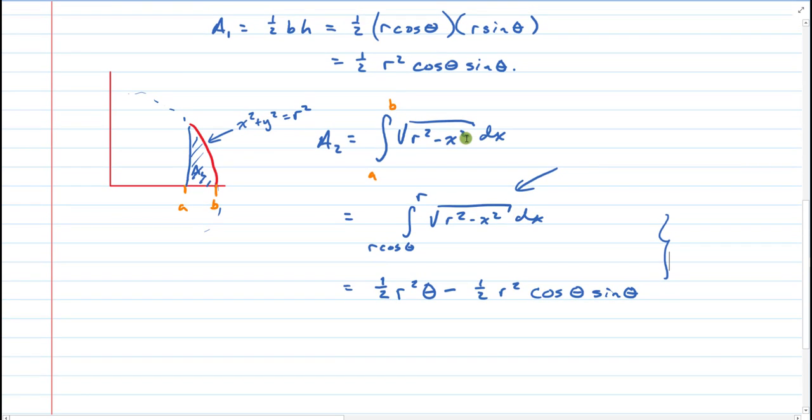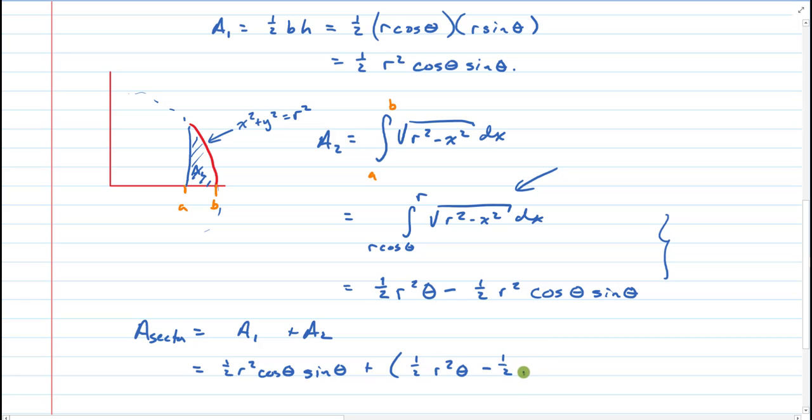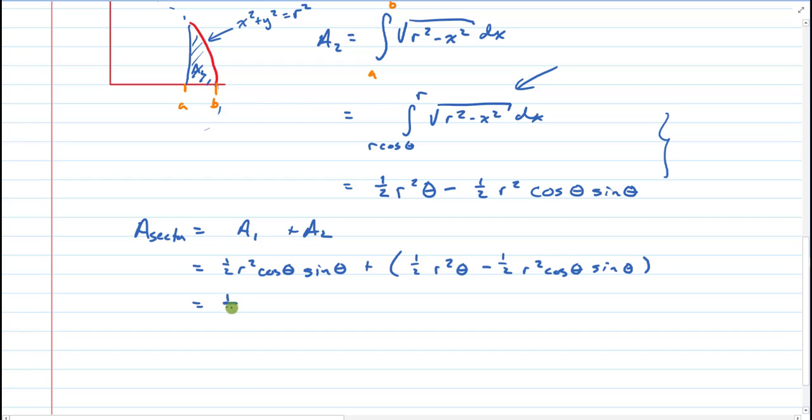But at this point, we've got A1 and A2, and we said that the area of the sector, which was equal to A1 plus A2, would be 1/2 r squared cosine theta sine theta plus 1/2 r squared theta minus 1/2 r squared cosine theta sine theta. And that just simplifies to the area formula for the sector of a circle, which we all know as 1/2 r squared theta.